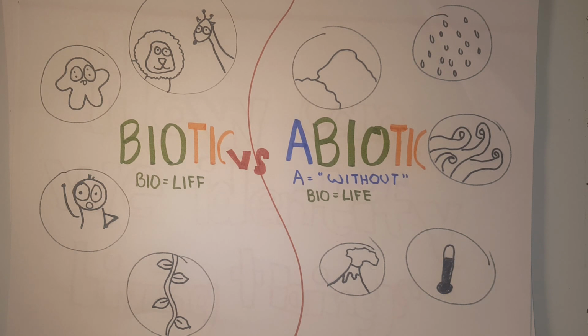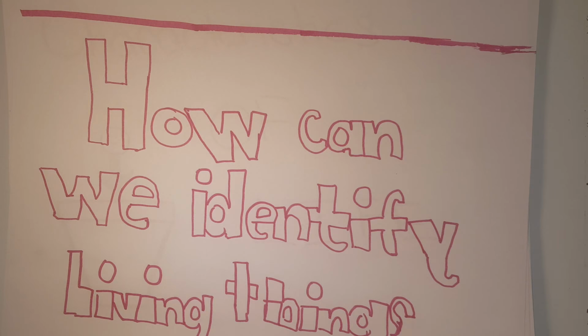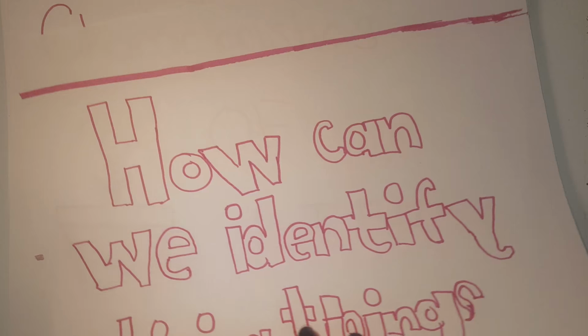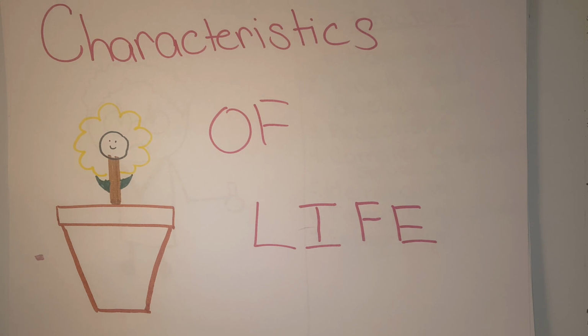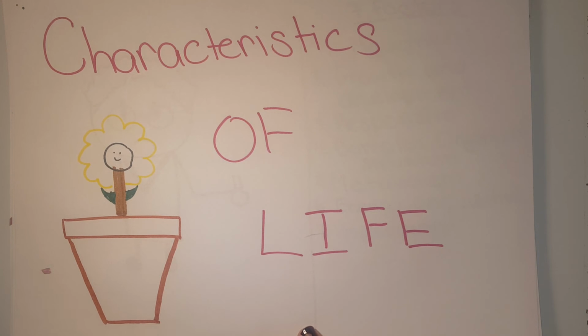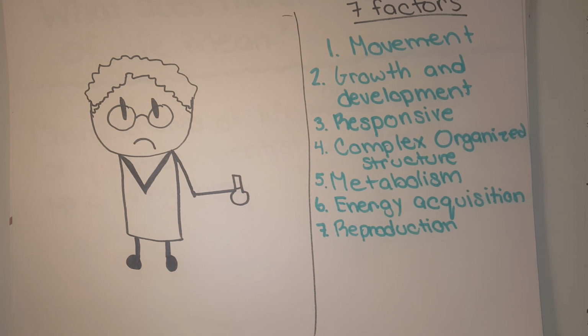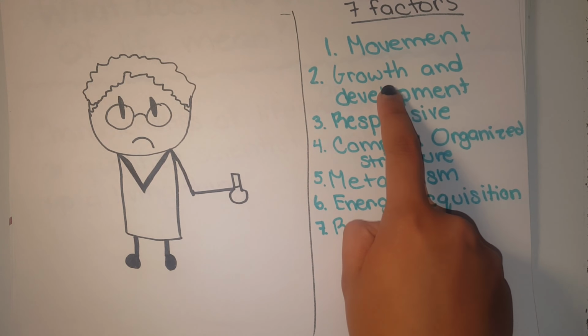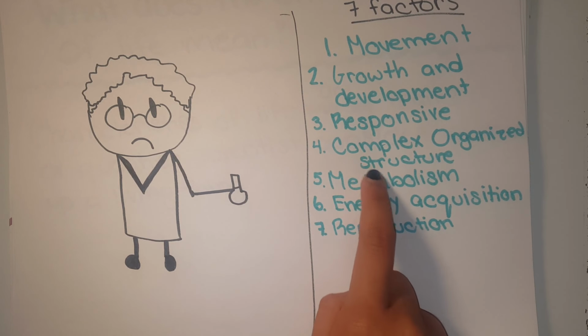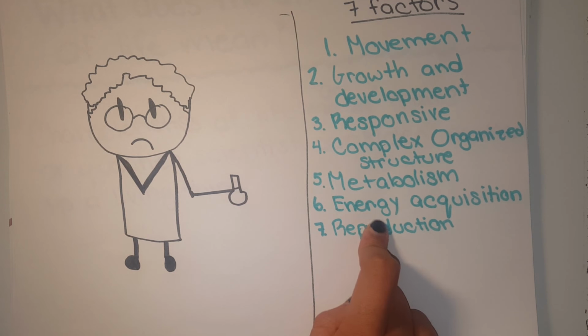Now that we know biotic factors are living things, how can we identify living things? They're the characteristics of life. In the characteristics of life, there are 7 factors to include: movement, growth and development, responsiveness, complex organized structure, metabolism, energy acquisition, and reproduction.